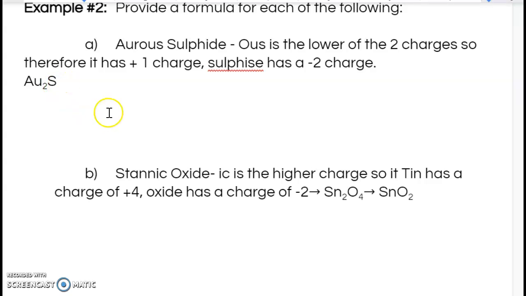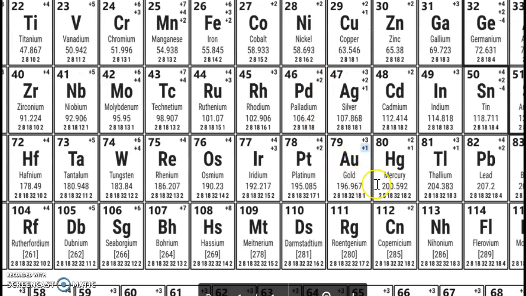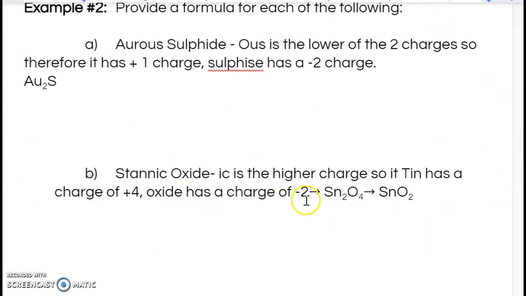Au2S, sulfide. And then stannic, -ic, is the higher of the two. Therefore, you look for the one with the highest charge, and that's a +4. Okay, so therefore you get SnO2 with the reverse crossover method.